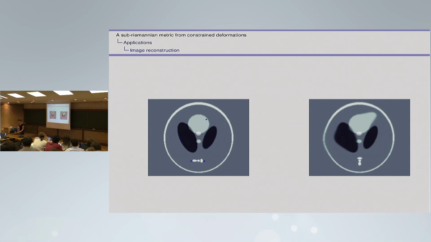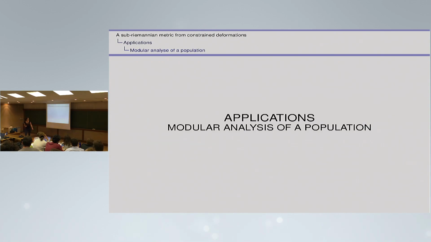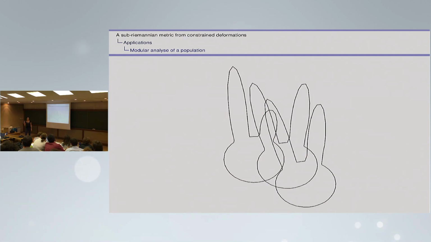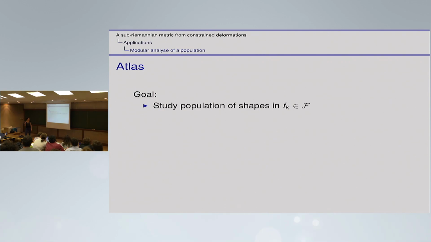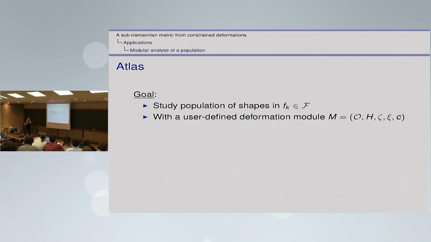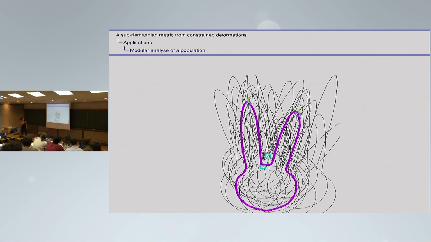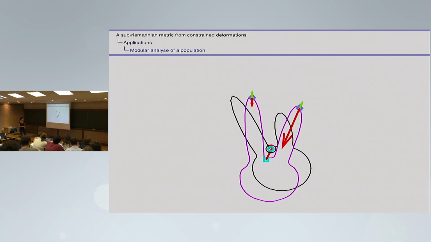So I guess I will not go further. If you want to study a whole population, because here I showed only two images, as I said, you can build a metric on the product space using the same ideas as previously. And in fact, like this, you can compute Fréchet means in this space. And this allows to compute means of population and study variations. So here is a mean of several rabbit heads you can obtain like that.